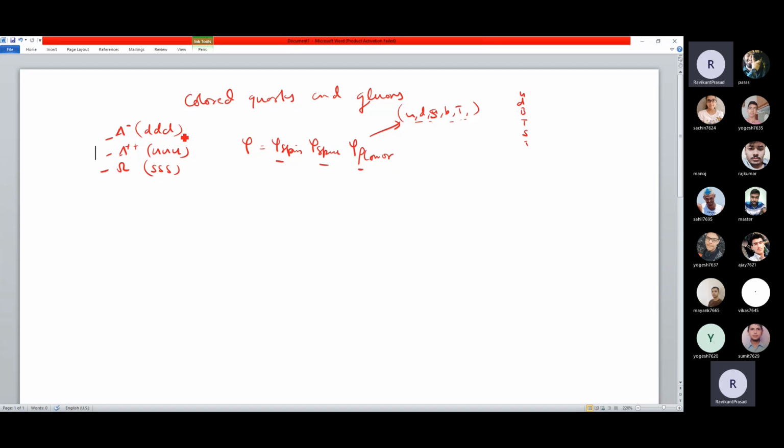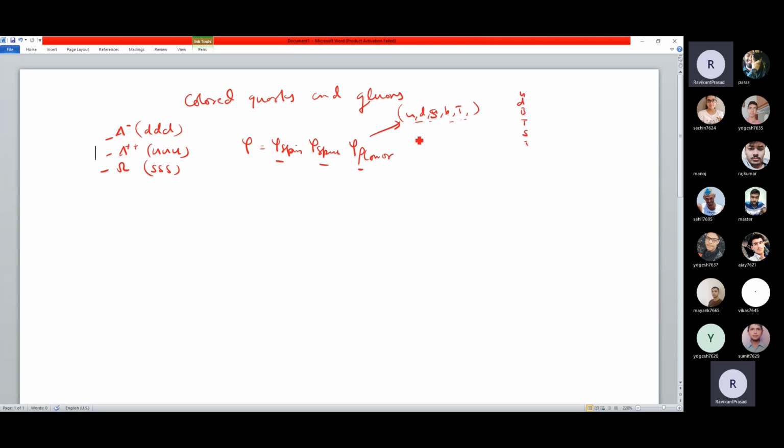For example, bosons are indistinguishable. Means in the same state you can keep several bosons. But for fermions, normally in one state we can keep two because of spin half. The second spin can be plus half, minus half, means parallel and anti-parallel. So you can keep only two, you cannot keep the third one, so that is not a possibility.